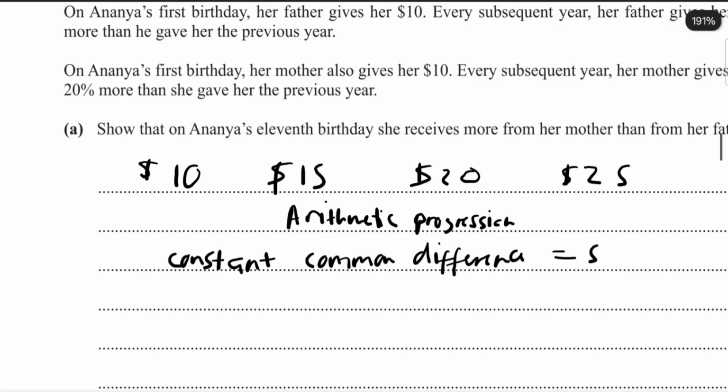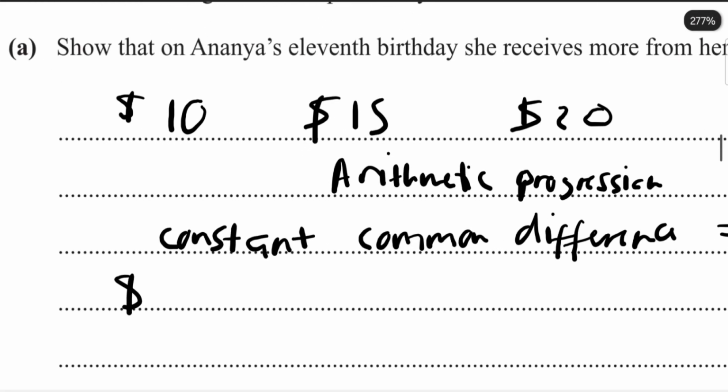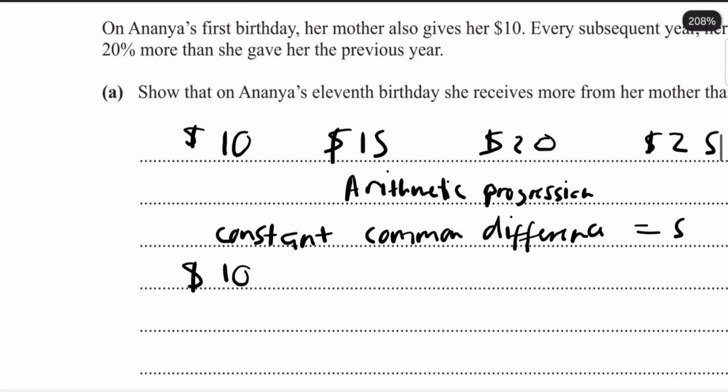And for the mother now, it says for the first one, she gave her $10. And for the second one, it was 20% more. So 20% of 10, that's 2. So for the second one, it was 12. And on the third, it was 20% more than 12. So 20% of 12, that's 2.4. So it was 14.4.